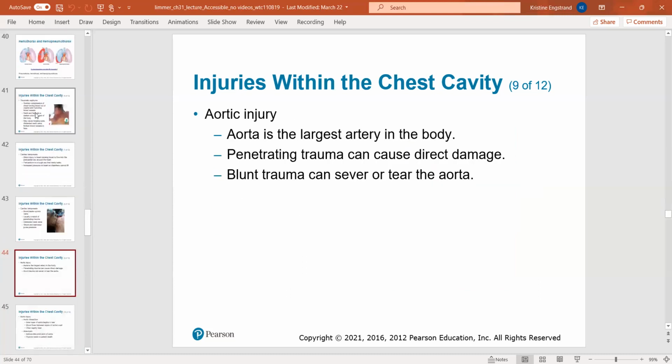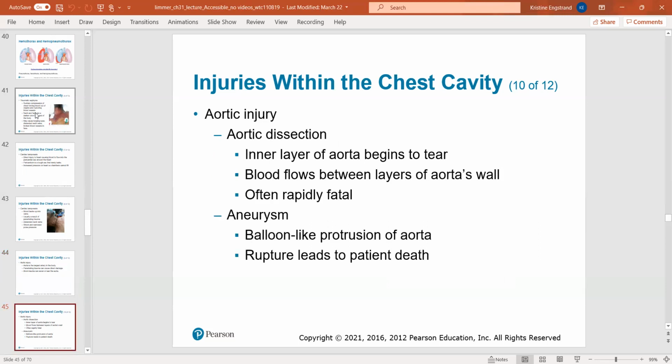The aorta is the largest artery in the body. We know that any penetration or impact on that aorta can cause severe damage. Blunt trauma, force of injury, mechanism of injury can sever or tear the aorta. If you've ever heard of somebody having a ruptured aorta, that's exactly what happens. Most of the time it is fatal because of the amount and force of the blood coming from the heart. With a dissection, the layers start tearing, the blood flows between the layers, and as that dissection worsens, once again, it's fatal.